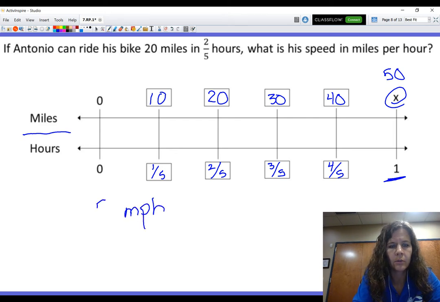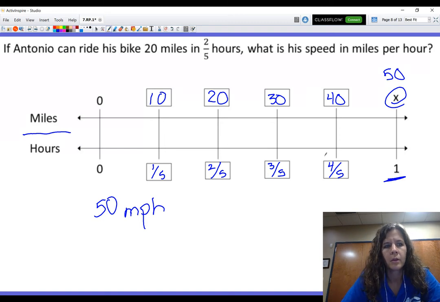Miles per hour, he was going 50 miles in 1 hour. Okay.